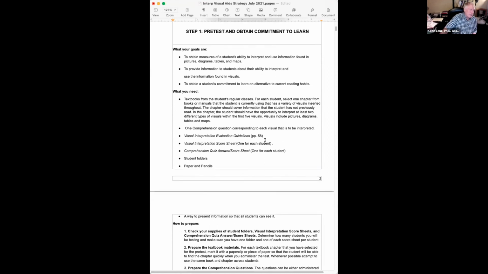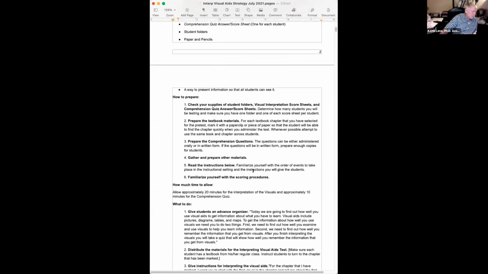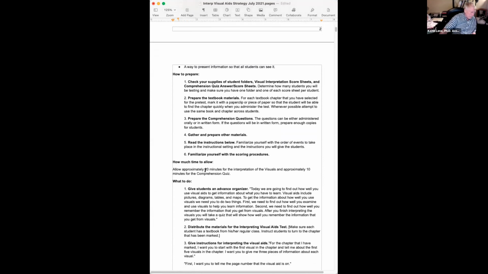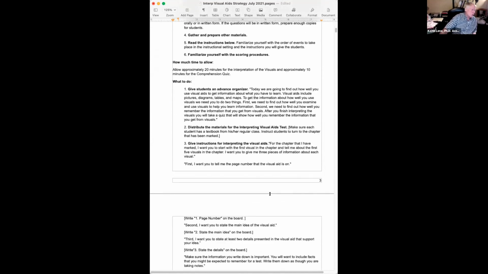Then in the back of this manual, there are evaluation guidelines. There's a score sheet. There's a place for you to create your comprehension quiz. And then you should have available the student folders. And in here, it tells you how to prepare for the pretest. You should allow 20 minutes for it. And then it gives you the instructions on what you say to the student to administer the pretest.